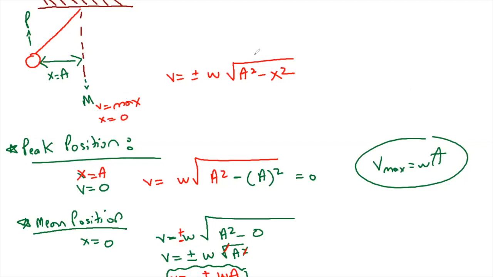Isn't it proving the fact that at mean position, my velocity is maximum and my displacement is 0. And I also know that at peak position, velocity is 0 and x is max. So this is why we use this formula, because we can do cool stuff like this and all the calculations. Is everyone clear about this?